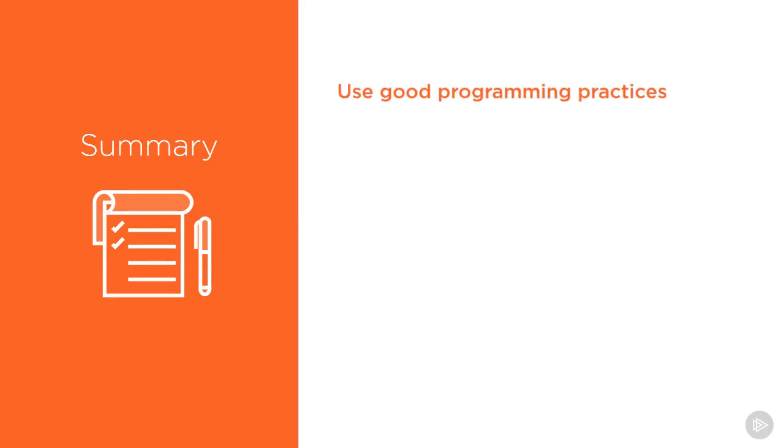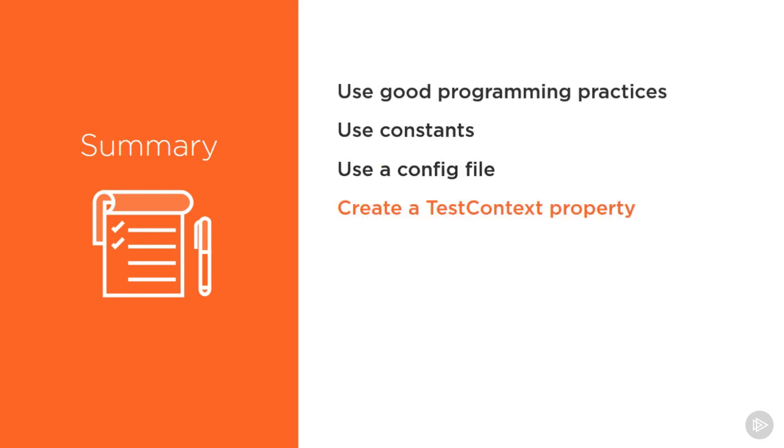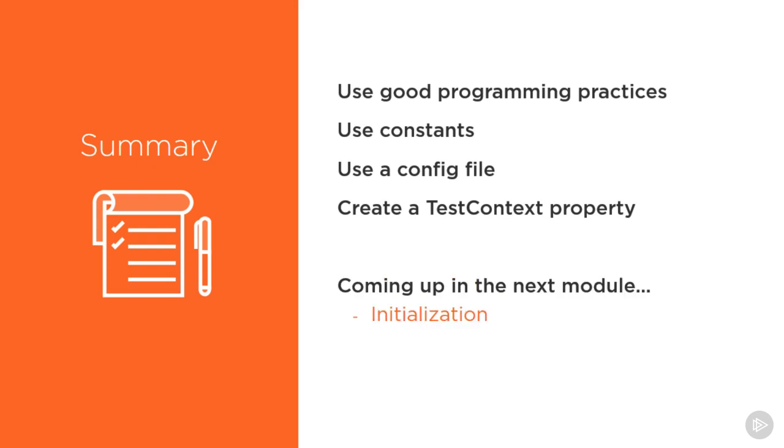In this module, we took a look at using good programming practices in our unit tests, just like you do in your normal programming. We use constants. We might use a config file. We might create a test context property to help us write line and do some other things as well. Now, coming up in the next module, we're going to talk about initialization and cleanup methods that you can add to your unit test classes.